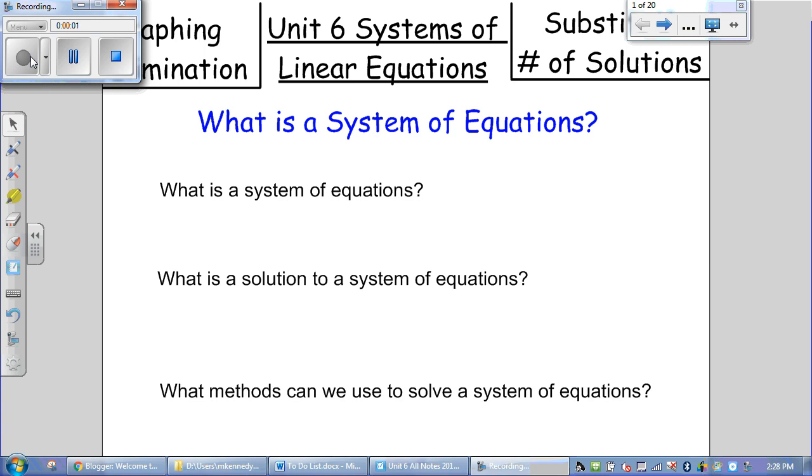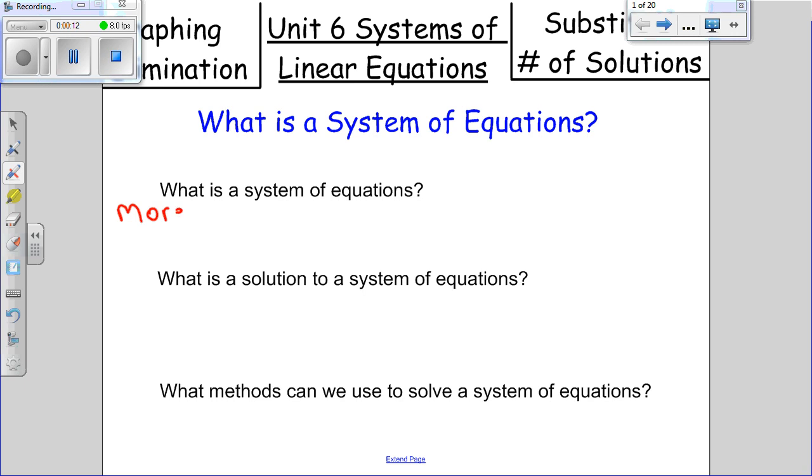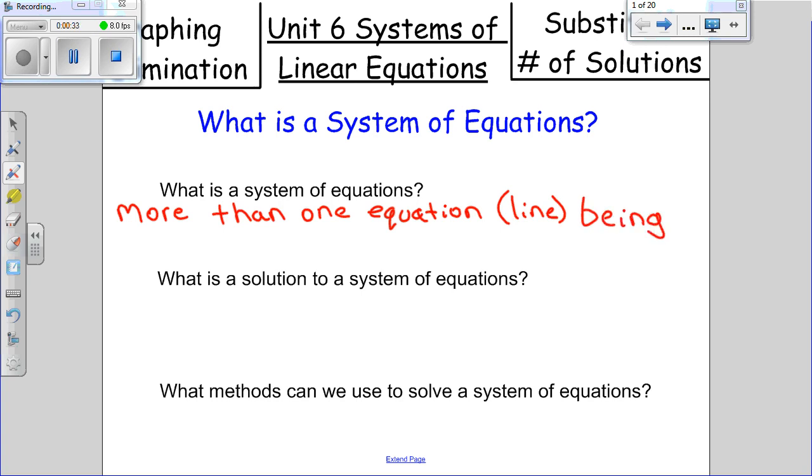Systems of equations. You need to know what a system of equations is. So the first question is, what is a system of equations? A system of equations is more than one equation. Remember, equations are lines, so I'm going to put line in brackets. So it's more than one equation or more than one line being considered at the same time.